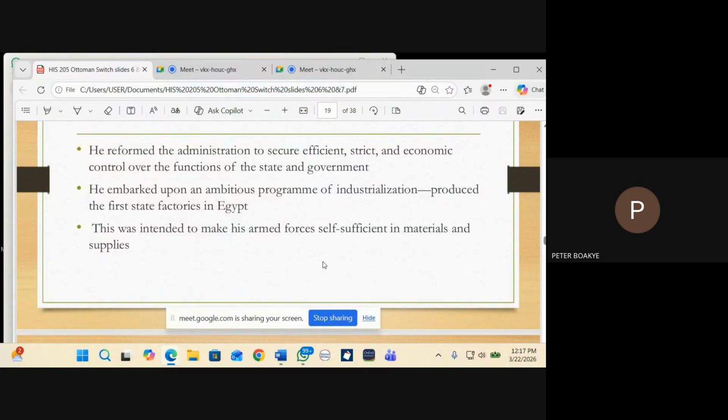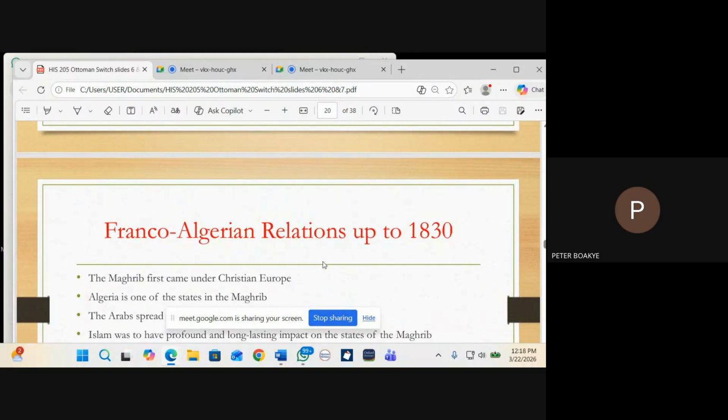He also reformed the administration to secure efficient, strict and economic control over the functions of the state and government. He embarked upon an ambitious program of industrialization and produced the first state factories in Egypt. It was Muhammad Ali who produced the first state factories in Egypt. This was intended to make his armed forces self-sufficient in materials and supplies. Okay, so that is that about the French invasion of Egypt.